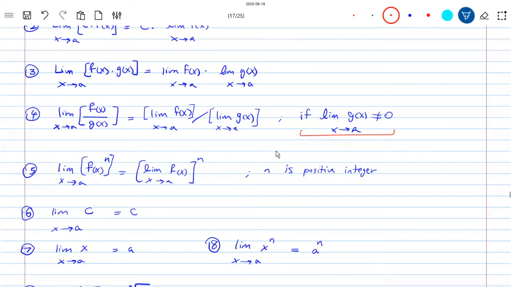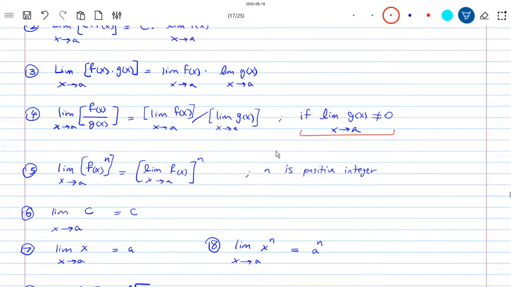What if you raise the function to some power? Let's say you have f of x to the power 5 and you want to calculate the limit. You can calculate the limit of the function first, then raise the whole thing to the power 5. So this n as an exponent is a positive integer. If it's negative, then it will go to the denominator, and you have to make sure that the denominator is not going to be 0. And that's the only difference.